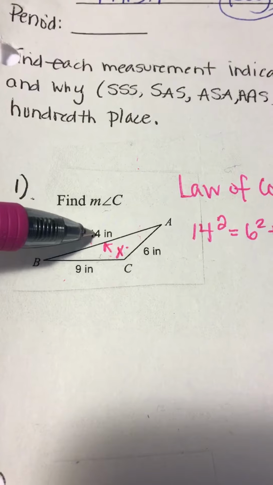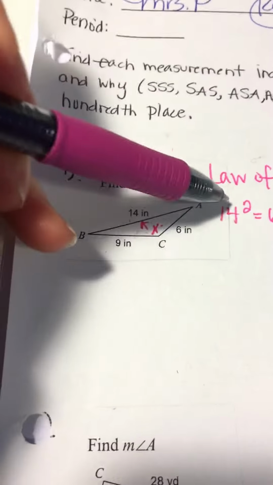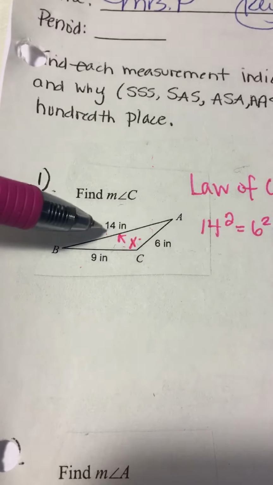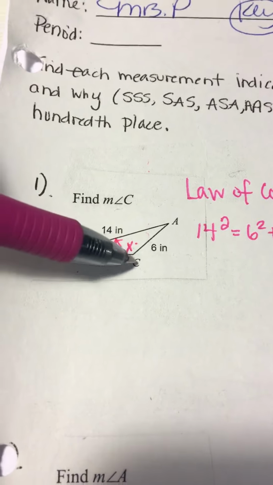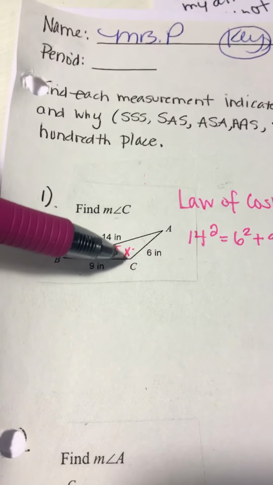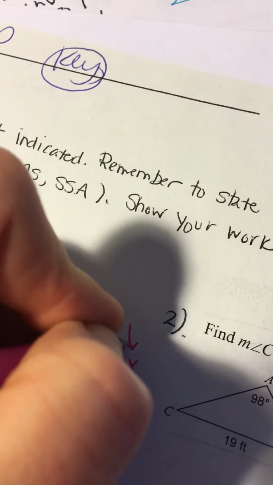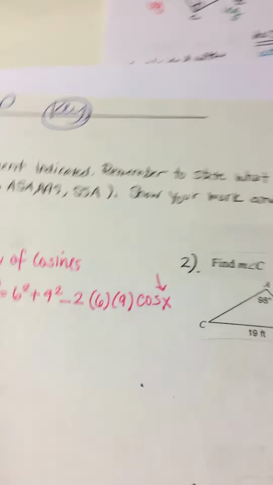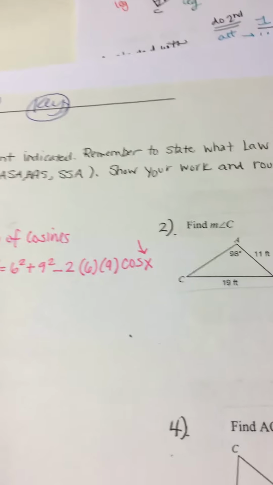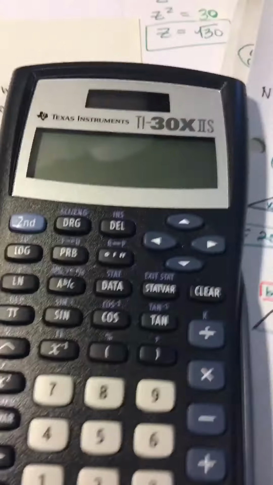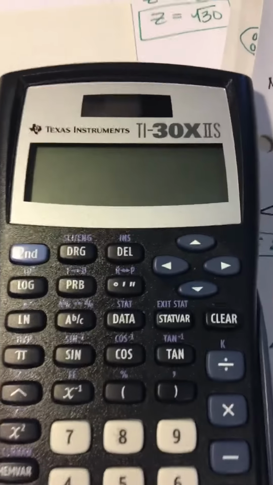The cosine of the angle that's opposite the side you start with. So I start with 14. The angle that we're using or we're looking for is X, or angle C in this case. So you could either use a C or an X. I'm just going to put X there. And since I'm looking for an angle, in the end, I'm going to have to use inverse cosine. So I'm going to get my handy dandy calculator, which is not as nice as mine.